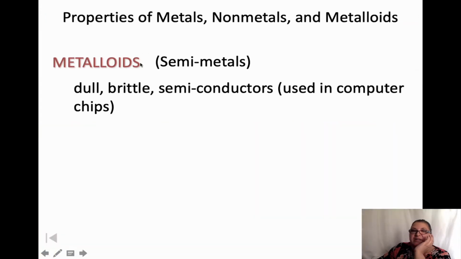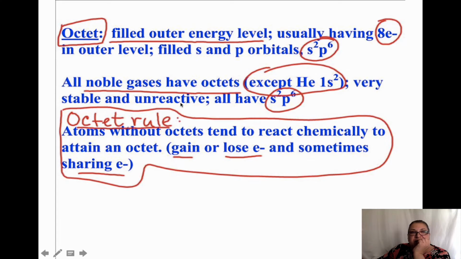Now, we've also learned that semimetals share properties. So they might be shiny and not conduct, or dull and conduct. So they share a little bit of the properties. Now, the whole idea behind gaining or losing electrons is to get to 8 electrons, and that's called the octet. So on the outer shell, to be most stable, we need to have 8 electrons. Noble gases have 8. Hydrogen is the only one that gets a maximum of 2.